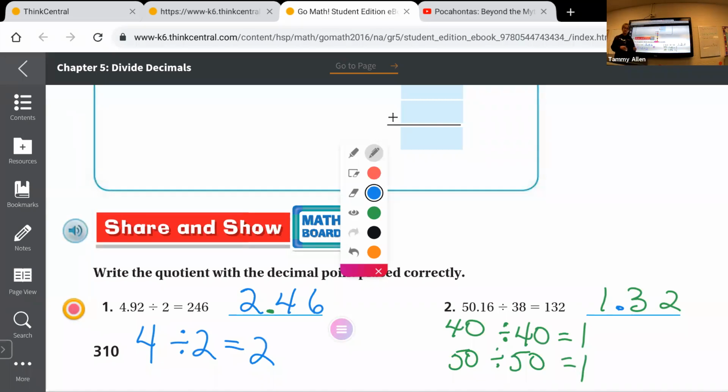Questions? All right. Okay. Any questions on dividing a decimal by a whole number? How to use an estimate to know where to place the decimal point?